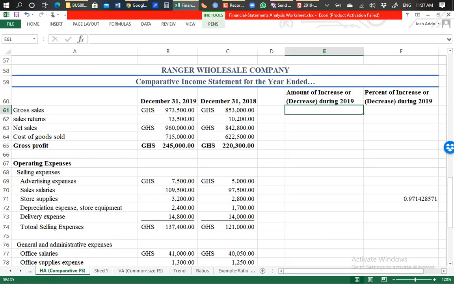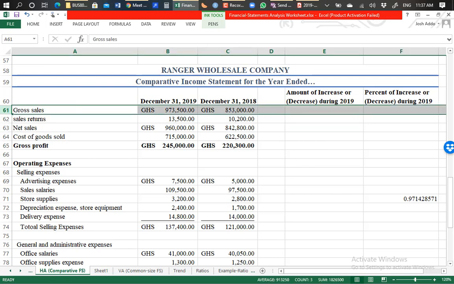Someone to contribute to the class. I don't have to hijack the class. Yes, class. How do we compute the change between the two periods? We are doing it for gross sales. How do we compute the change? If you want to talk, mention your name. I'll call you, and then you talk.